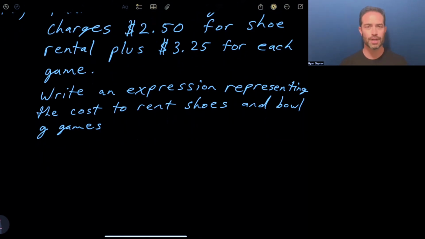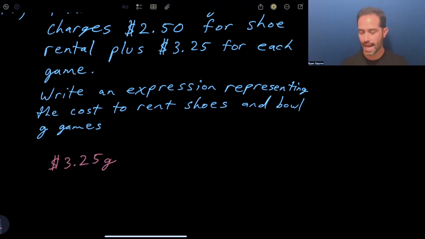Remember, they want you to write an expression. We don't know how many games you're going to play. That doesn't matter. What matters is that we can have an expression to figure out an infinite number of games. So here we go. It costs $3.25 for each game, and they said G games. They chose the variable G to represent games. That makes sense. So we just do times G. Because if it's $3.25 for each game, let's say I was going to play 7 games, then it would be $3.25 times 7.